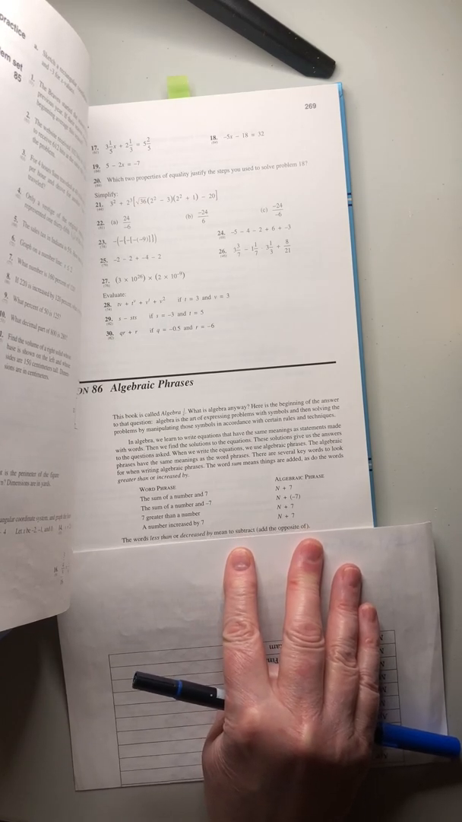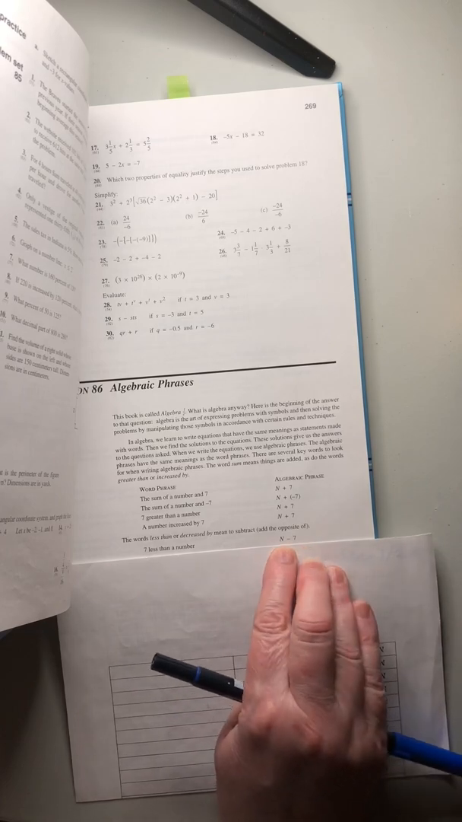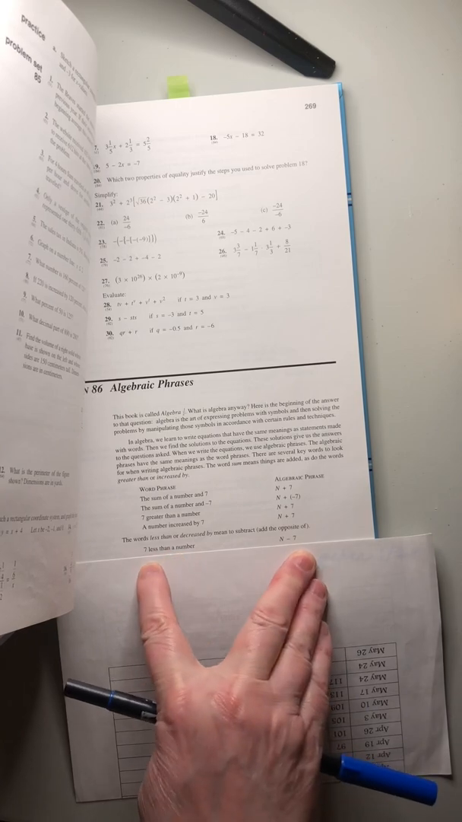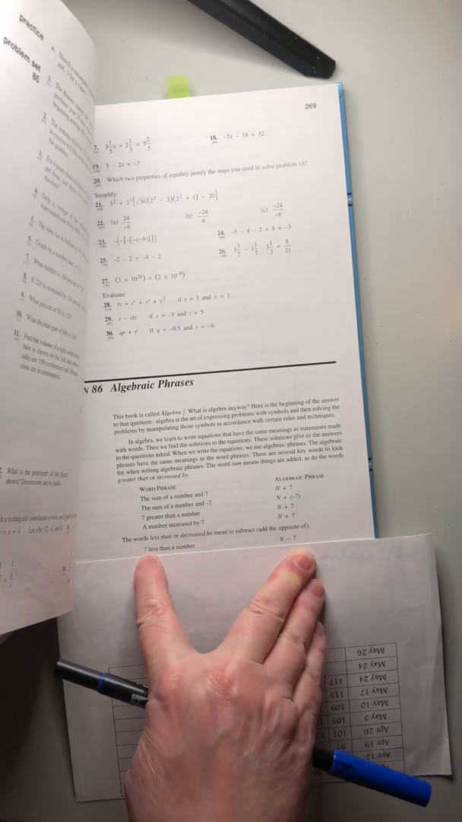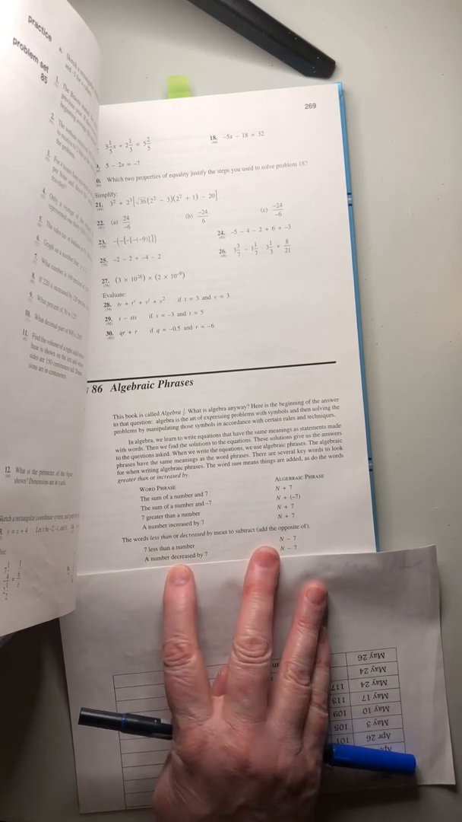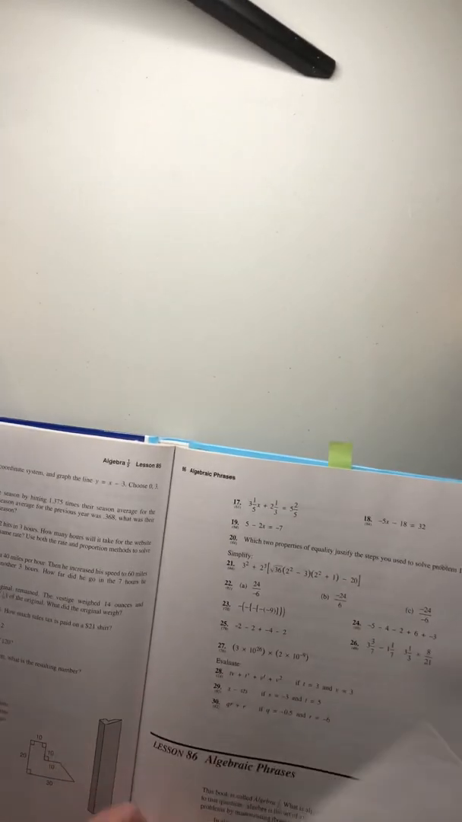Okay, now we're going to look at subtraction words. 7 less than a number. Okay, n minus 7. Ooh, these are tricky because 7 less than a number does not mean 7 minus n. 7 is the number being subtracted. A number decreased by 7. Another way to say that. Turn the page. There's lots more of them.